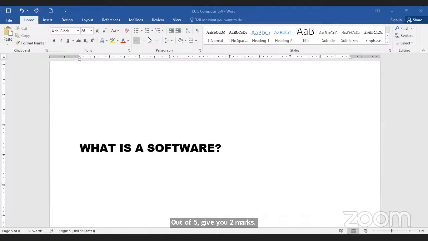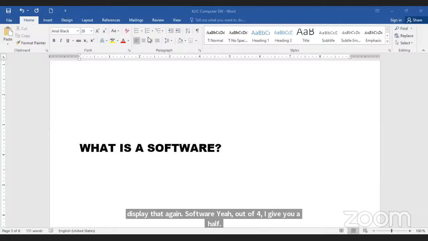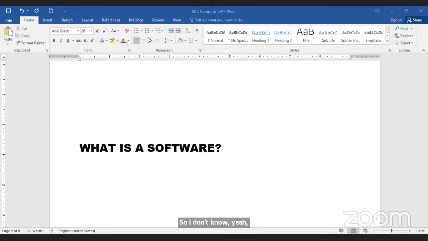Joshua, you have said that the questions have passed you. Okay, I will display that again. Otieno Rivaldo, software are intangible parts of a computer. Out of 4, I give you a half. Yeah, it is an intangible part of a computer. No, even the Holy Spirit is intangible. You should be able to justify your answer well. It's a set of instructions that guide a computer.